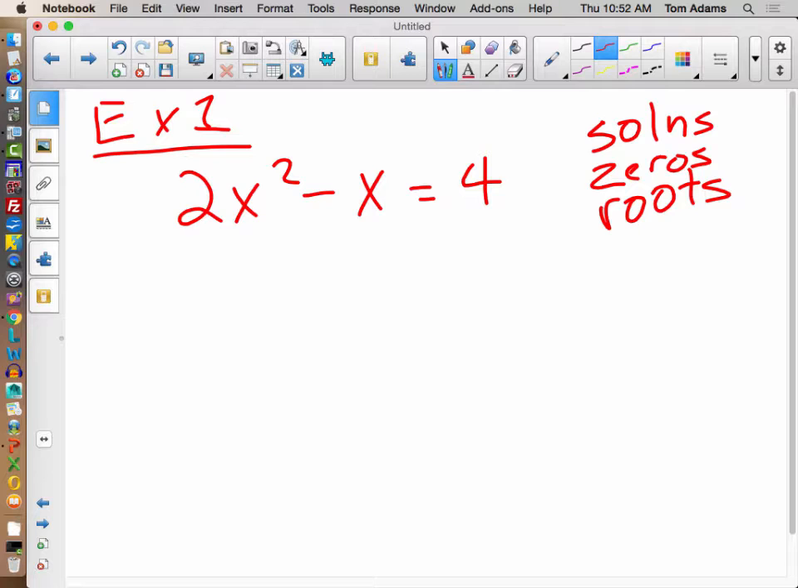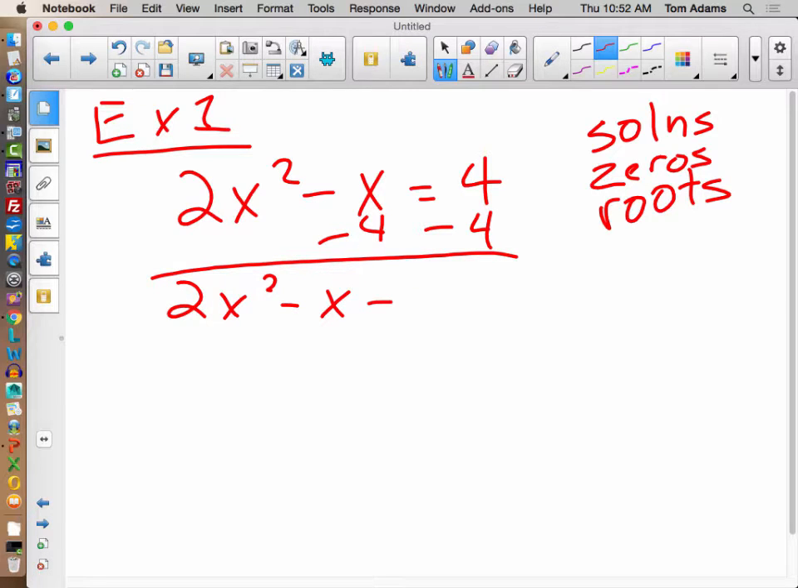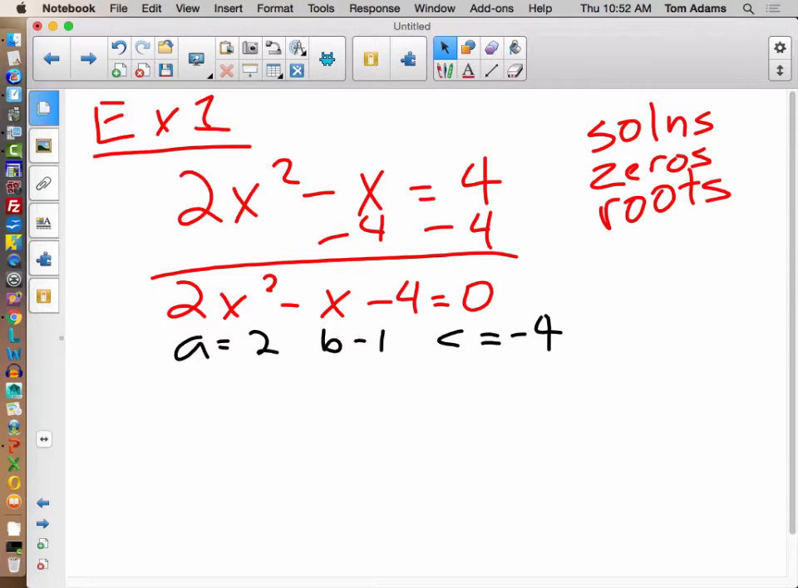All right, so now if I subtract 4 from both sides, I'll say 2x squared minus x minus 4 equals 0. Now, the reason I wrote it that way is that lets me know that a is equal to 2, b is equal to negative 1, and then c is equal to negative 4. Okay? Well, now I could just plug this into my quadratic formula.